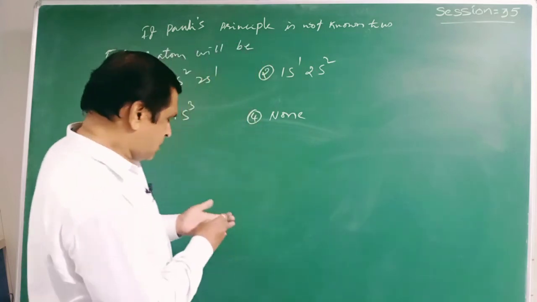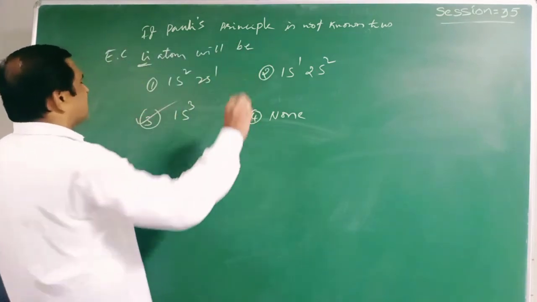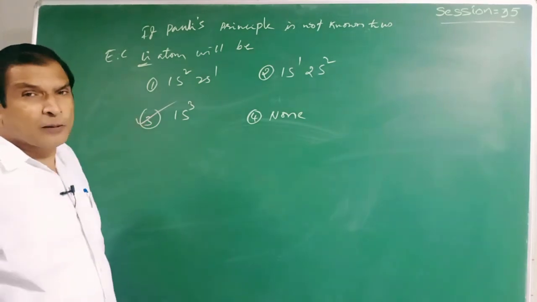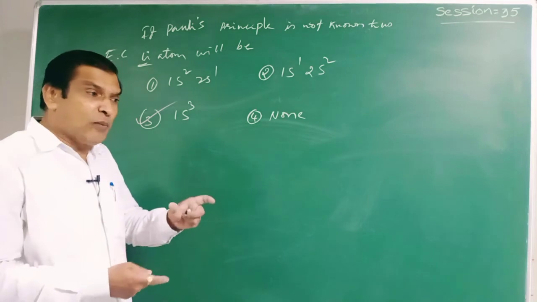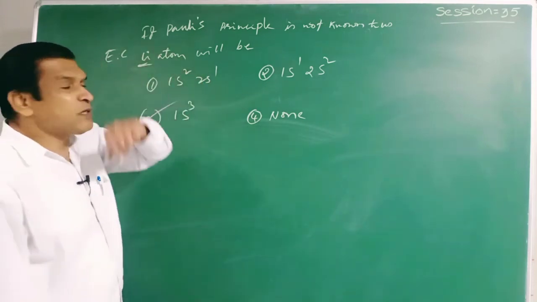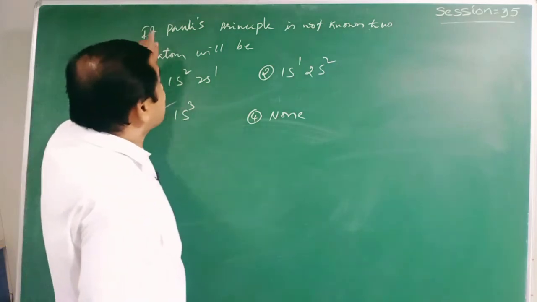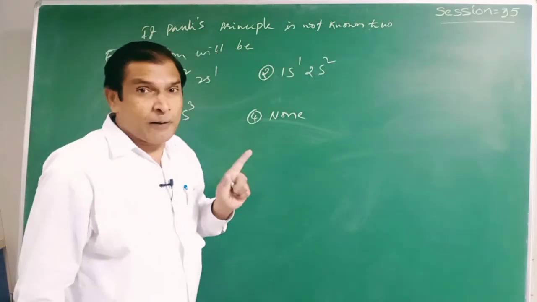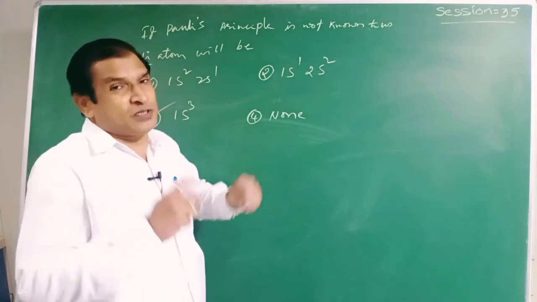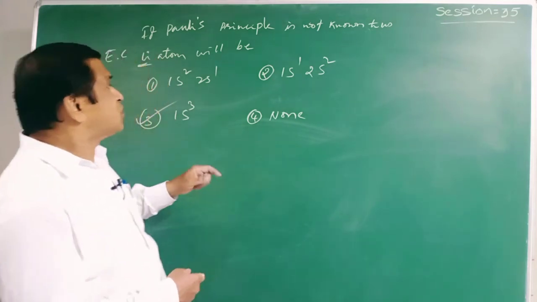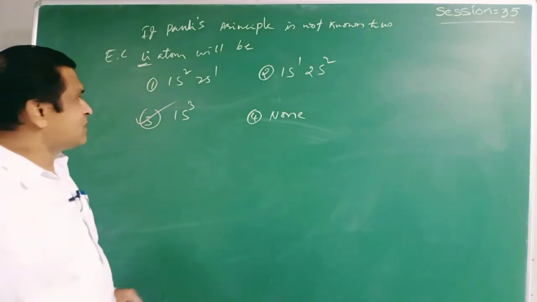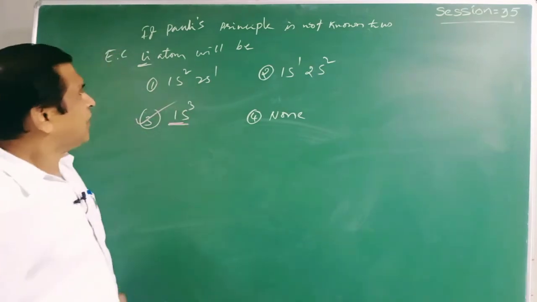That means we can expect that the third option is the right answer, because all the 3 electrons go into the same s orbital, because the constraint that an orbital can accommodate only 2 electrons is not present. If Pauli's principle is not known, the restriction of 2 electrons in the orbital is not present. So then all the 3 electrons will join in the same subshell, that is 1s3.